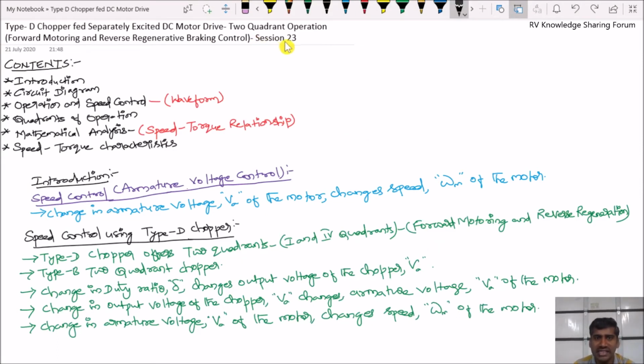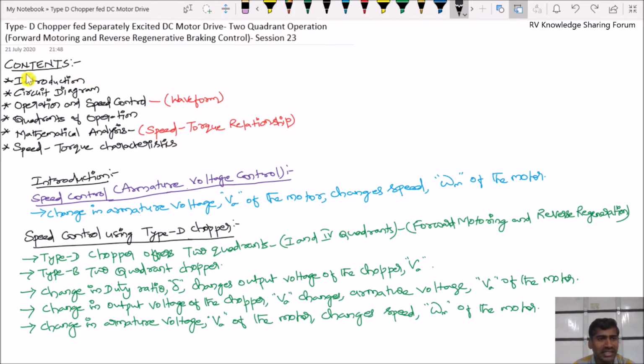In today's session 23 of electric drives and control, we are going to discuss type D chopper fed separately excited DC motor drive, in which we are going to discuss two quadrants of operation, such as forward motoring and reverse regenerative braking control.